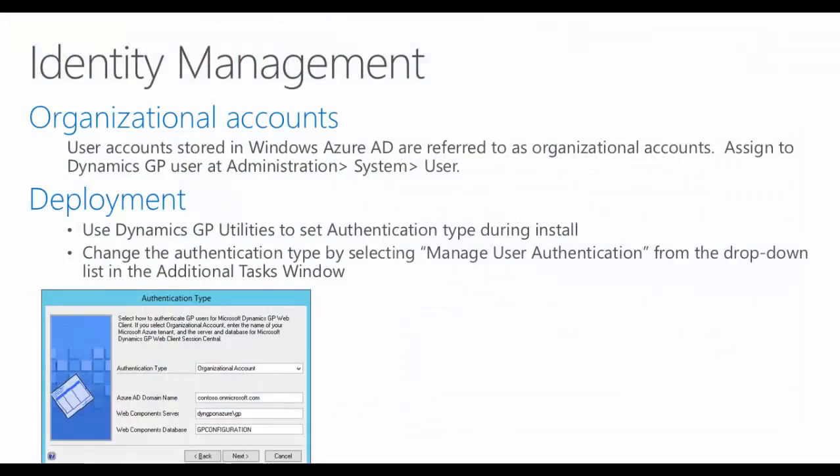When we think about organizational accounts, these are user accounts stored in Windows Azure Active Directory, and they're referred to as organizational accounts. You can assign one to a Dynamics GP user in the user setup window by going to Administration, System, and then User. For deployment, you can use Dynamics GP utilities to set the authentication type during the install, so you can choose organizational account from the drop-down. And you can also change the authentication type later by selecting Manage User Authentication from the drop-down list in the additional task window from utilities as well.